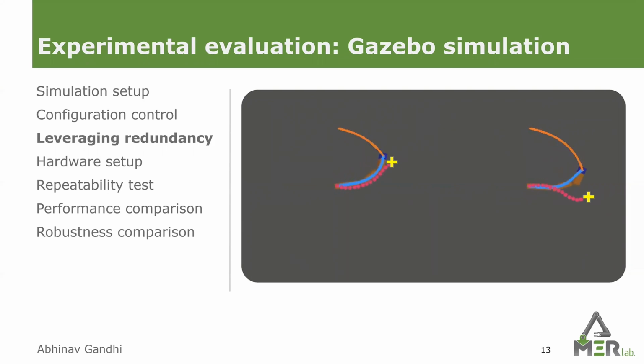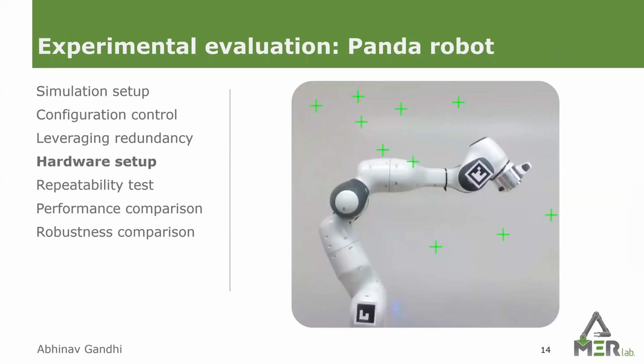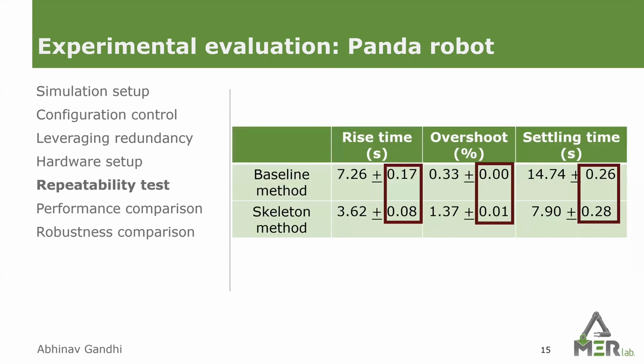This proof of concept video demonstrates control of a redundant robot without configuration space uncertainty. Again, this is not possible with traditional methods. We use the Franka Emika Panda robot for our hardware experiments. The green markers in the image show the different target positions used in the experiments. Our experimental results over 5 trials show both the proposed skeleton-based visual servoing and the traditional adaptive image-based visual servoing algorithms perform repeatably.